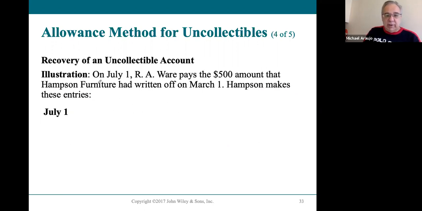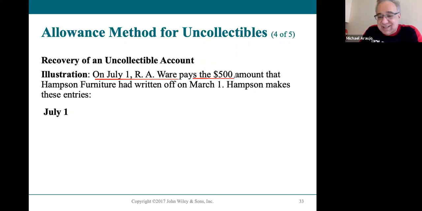Well, lo and behold, A, this is a textbook. B, he comes back to pay his bill. On July the 1st, R.A. Ware comes back in and says, look, I got that $500. I was just down in Jersey playing a little sports betting, and boom, hey, I made the right call. You know, it was a hole in one. So I got some money, I want to pay you. They say, good, yeah, we'll take your cash.